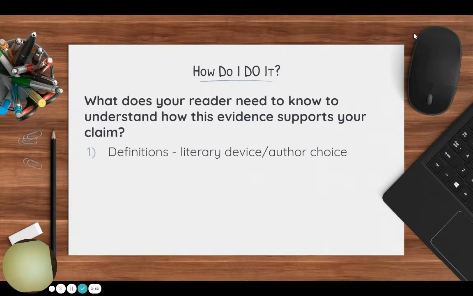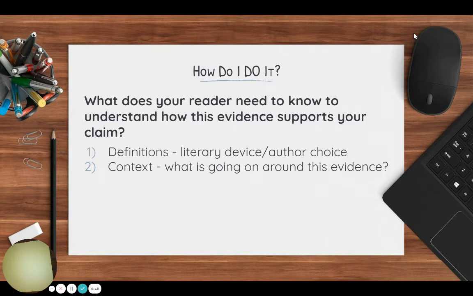But if you're using a metaphor, give a brief definition of a metaphor. If you're talking about the structure, you might not need to define structure. So sometimes you'll need definitions and sometimes you won't. The key thing is always asking that question, what does my reader need to know to understand how my evidence supports my claim? Context.